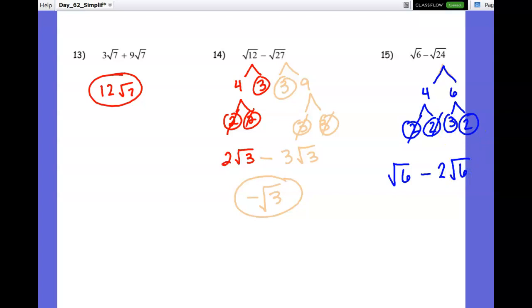So now at this point, we have the same radicand, so we can look at the coefficients. 1 minus 2 is negative 1, and we end up with negative radical 6.